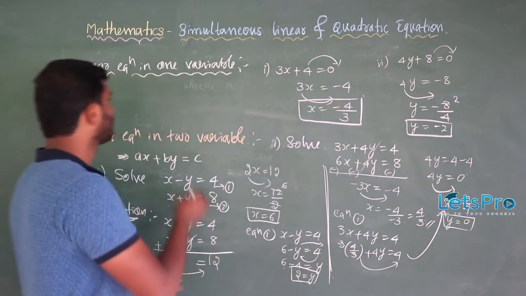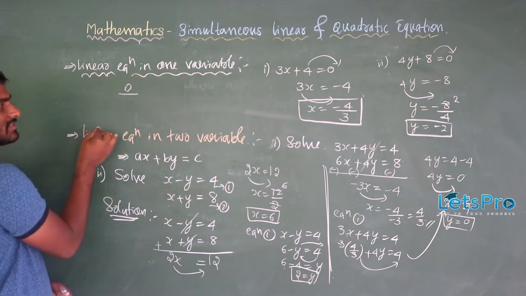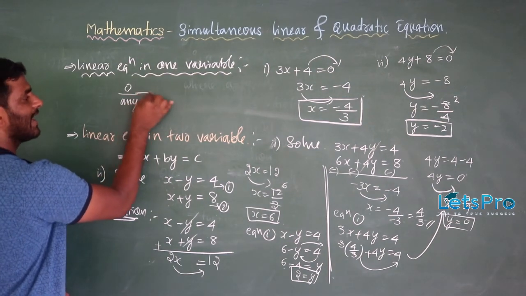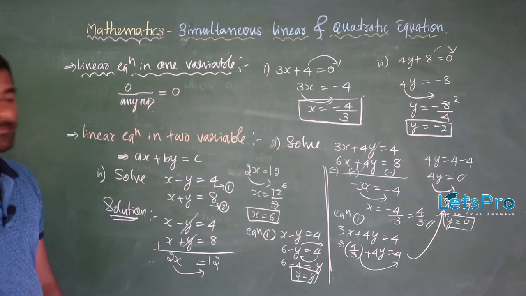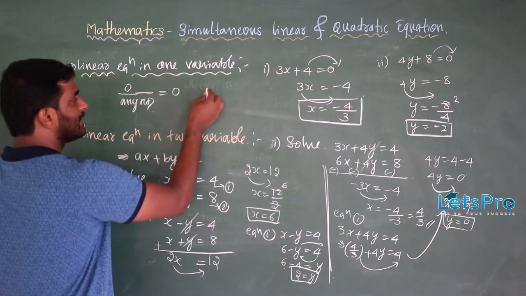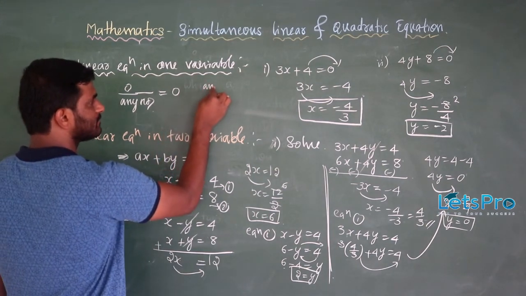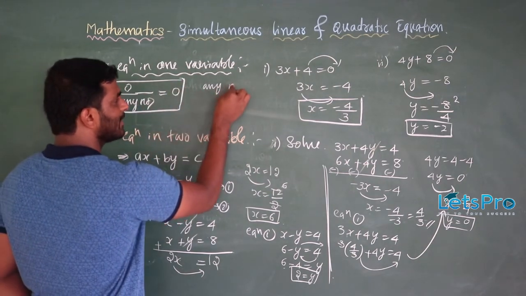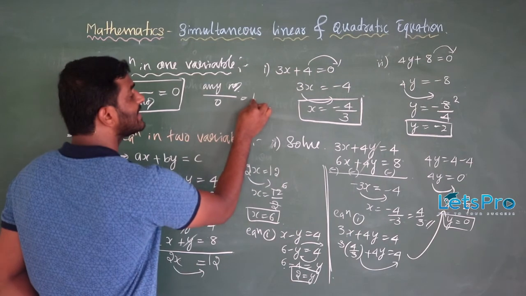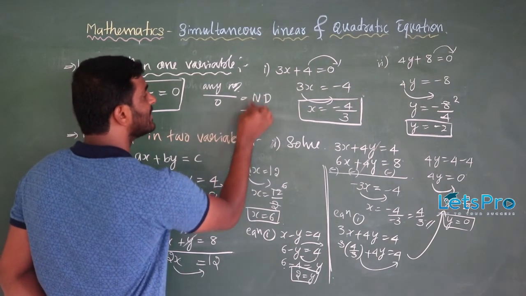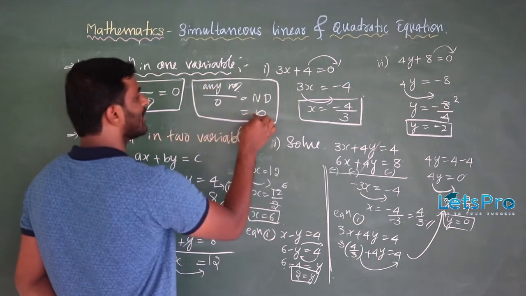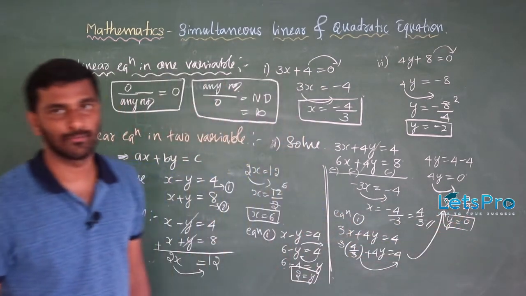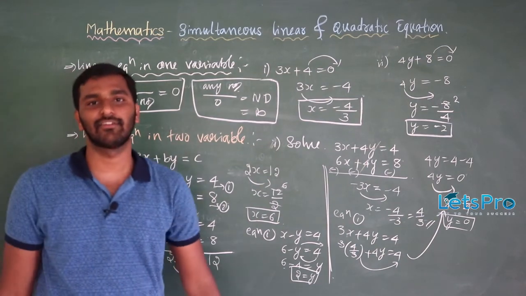Note this point: 0 divided by any number, the answer is always 0. And an important point: any number divided by 0, we can't define that number. It is not defined, or we can call it infinity. 0 by 4 is nothing but 0. This is what a simultaneous linear equation is.